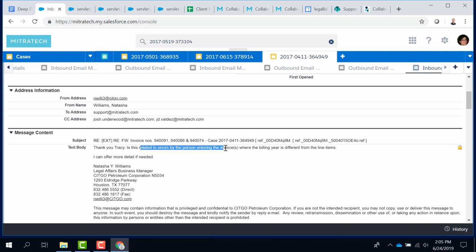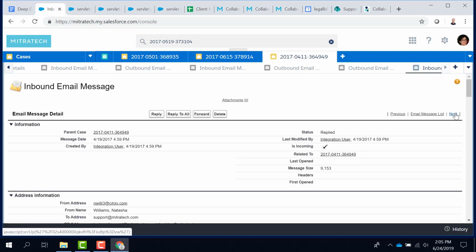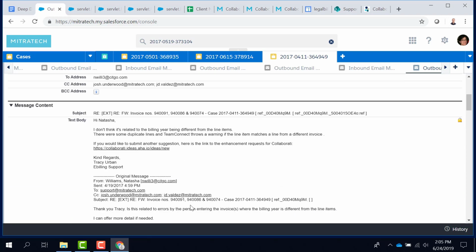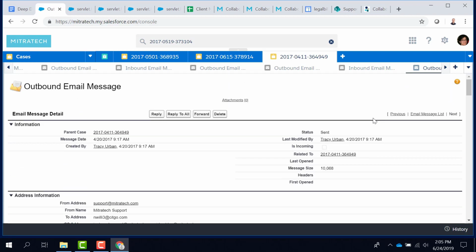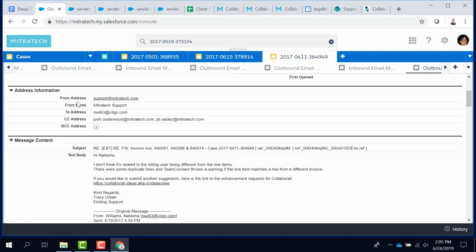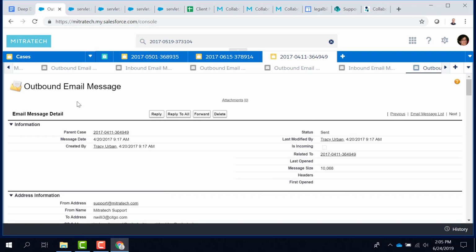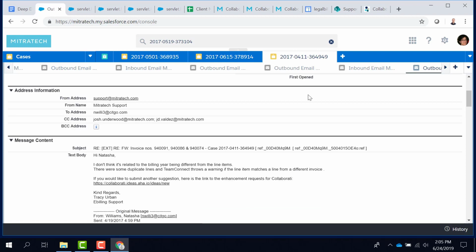Is this related to errors by the person, or the billing year is different from the line items? Oh, this sounds like another question. There are some duplicate lines, and Team Connect throws a warning if the line item matches a line from a different invoice. All right. And it looks like she was happy with that response.